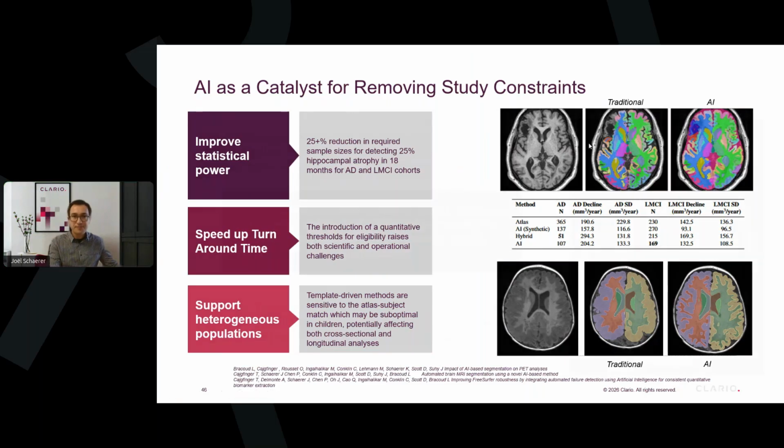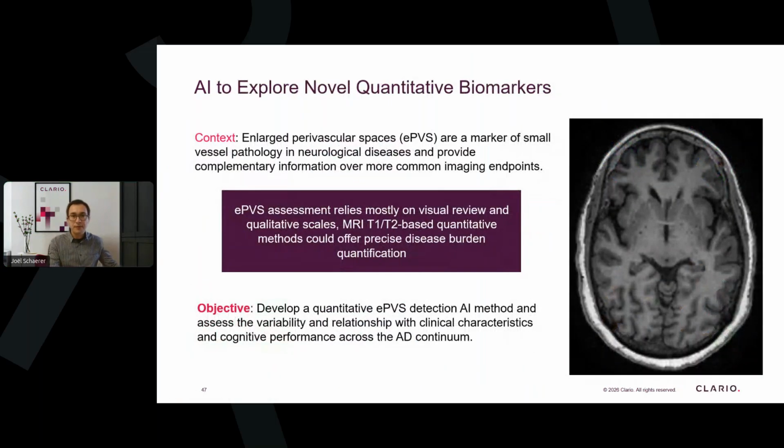Next slide. Finally, AI can help explore novel quantitative biomarkers and help us go beyond what is possible for humans to do. And here I would like to show you the example of enlarged perivascular spaces, which are a marker of small vessel pathology in neurological diseases and provide complementary information over more common imaging endpoints.